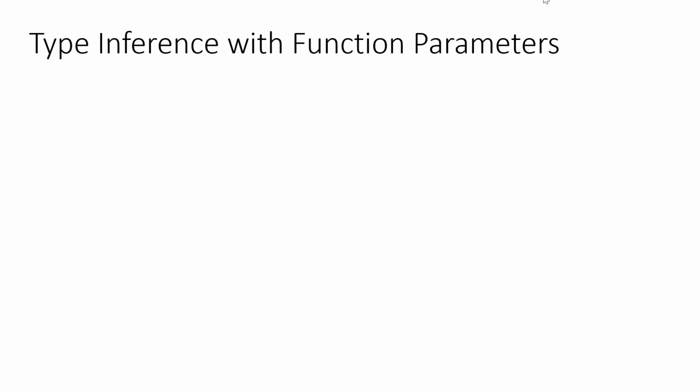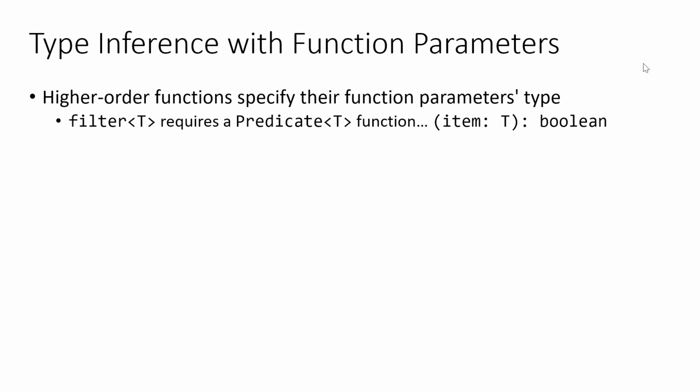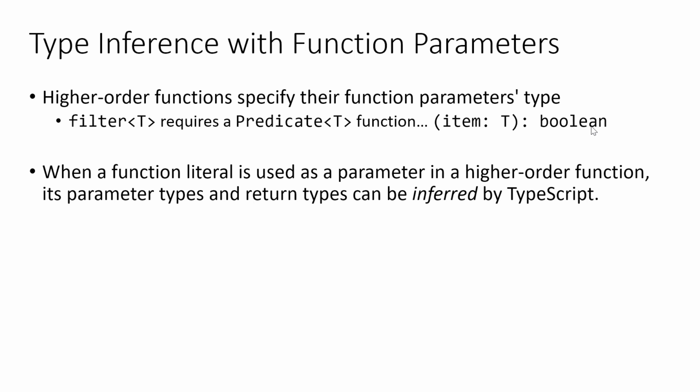So let's take a look at what we just did with some additional notes. So again, higher order functions must specify the parameter type of what is expected, right? So a filter function requires a predicate function of type T, right? So that means that the predicate function that we pass in, the test function, has to satisfy this functional interface: given an item parameter of type T, return a Boolean.